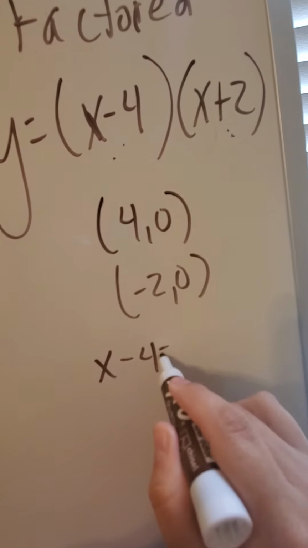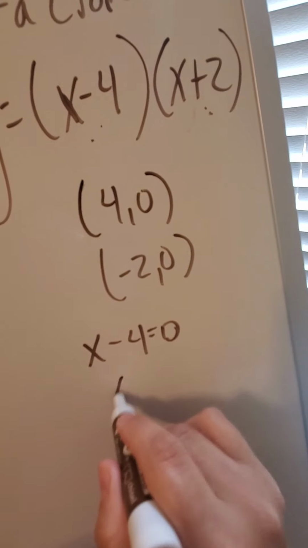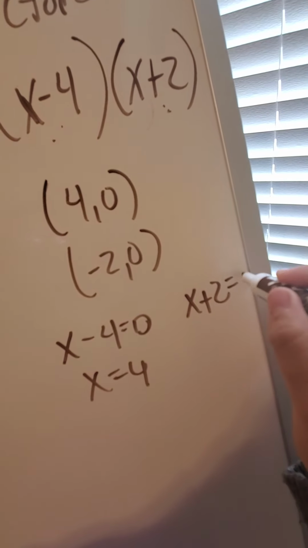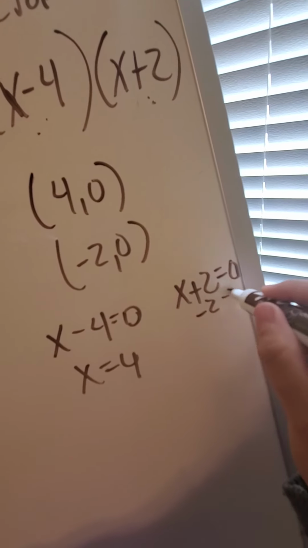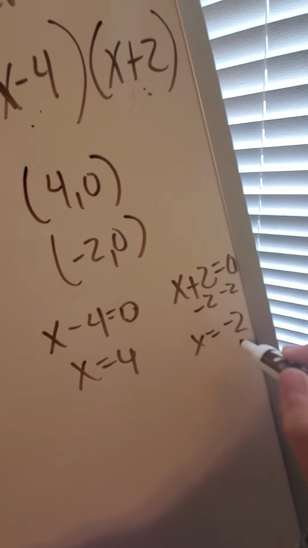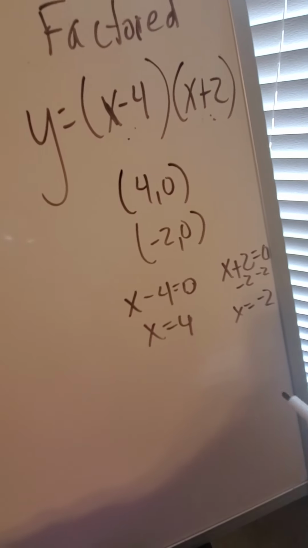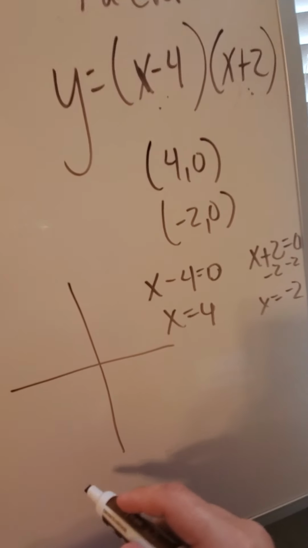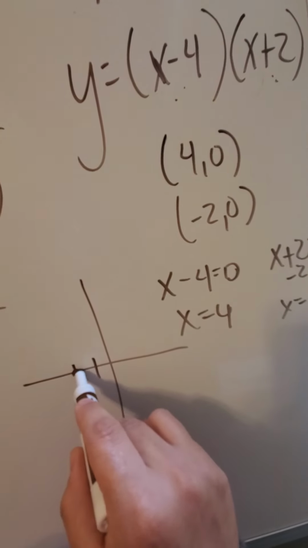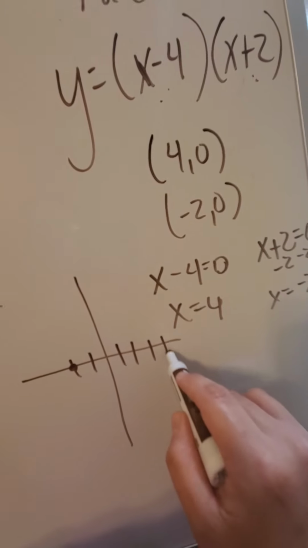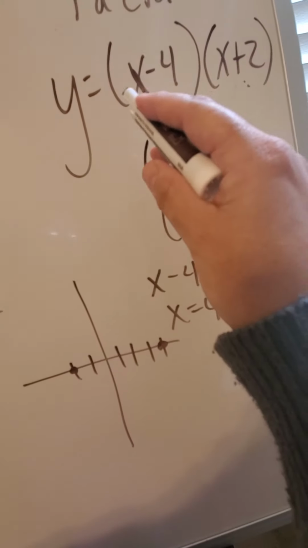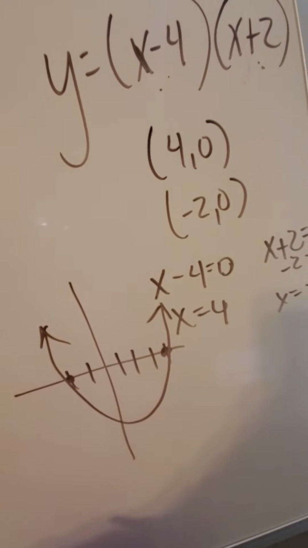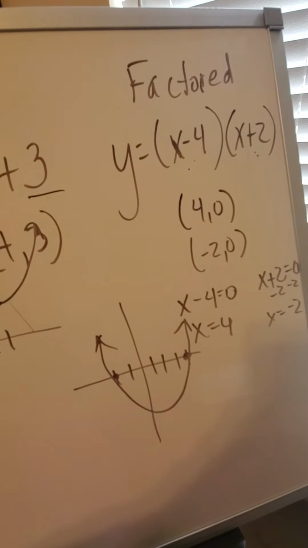So x minus 4 equals 0. Add 4 and I get 4. x plus 2 equals 0. Subtract 2, right? So x equals negative 2. So that would be where it crosses the x-axis. So if I was going to draw it, a freehand sketch, negative 2 and 4. And I know it opens up because it's positive, so it looks something like that, right? Okay, so that gives you an idea of the advantage of each one.